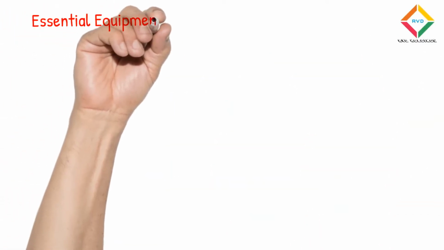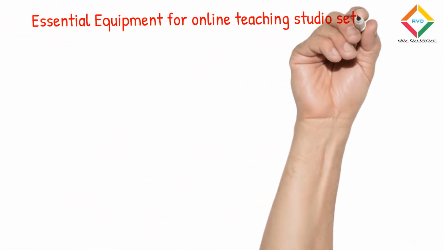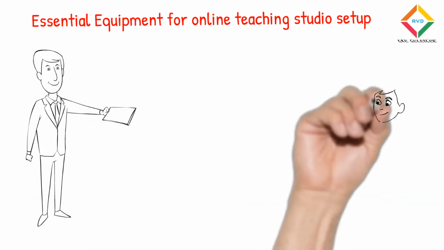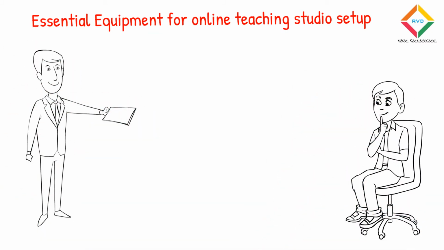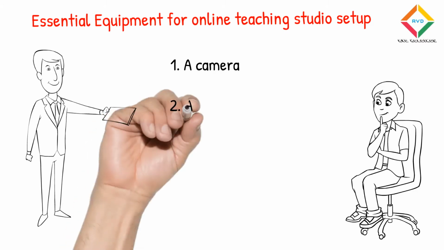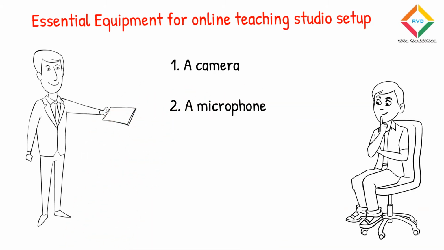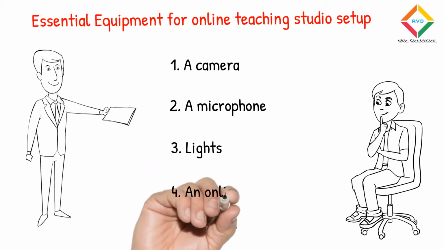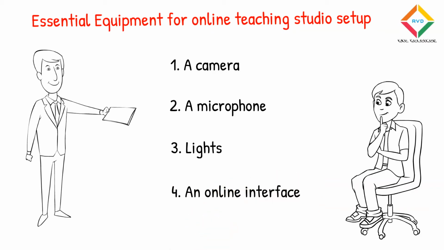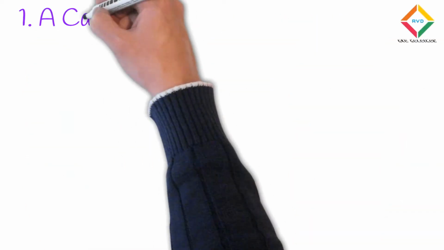First, we will look at the essential equipment for an online teaching studio setup. We have to know about these 4 essential tools. At number 1, we need a good quality and standard camera, and then we should have a perfect microphone. Next, our requirement is good quality lights to have a clear view. And finally, we need an online application or interface. We have many applications for this purpose other than Zoom. Okay, let's start from the first.